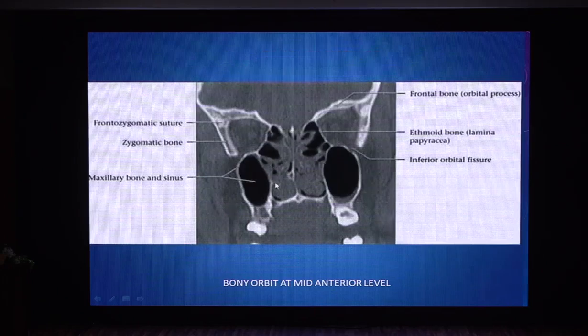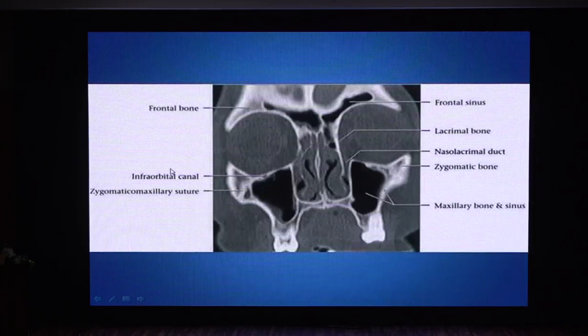So bony orbit at the mid-anterior level, we can see the frontal bone, the orbital process, the inferior orbital fissure, the lamina papyracea. And more anteriorly, we can see the frontal sinus, the nasolacrimal duct, and the infraorbital canal.